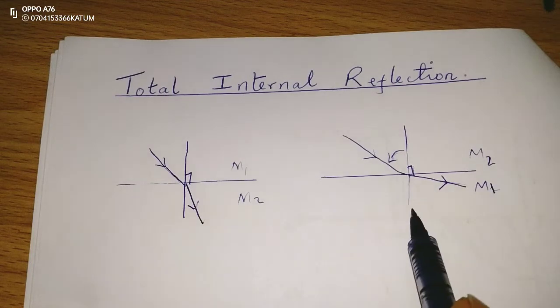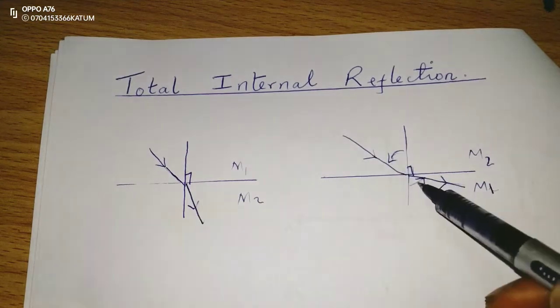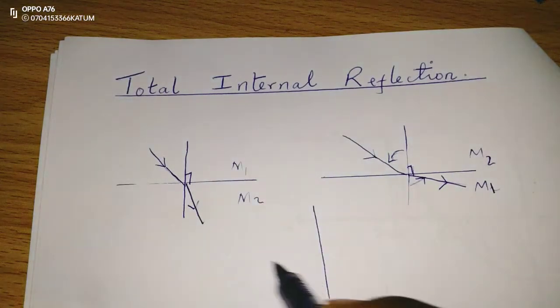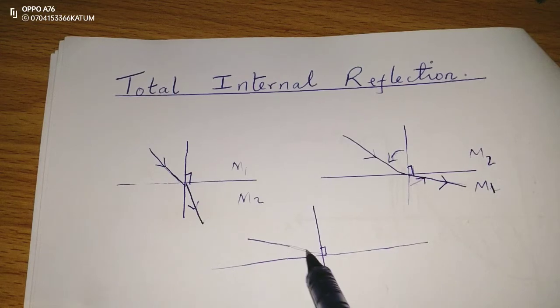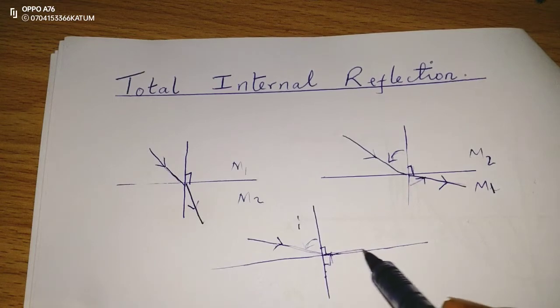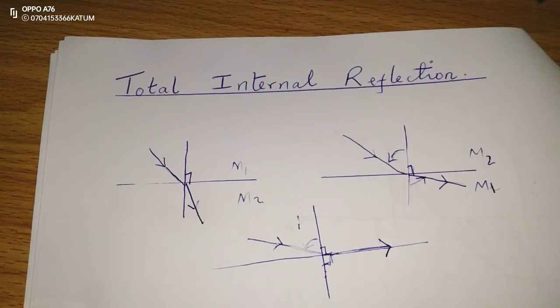there reaches a point whereby, because as we increase the angle of incidence, the angle of refraction is also increasing, such that it will reach a point whereby when the angle of incidence I is great enough, the angle of refraction will increase until it becomes 90 degrees, and the ray is going to follow this path.